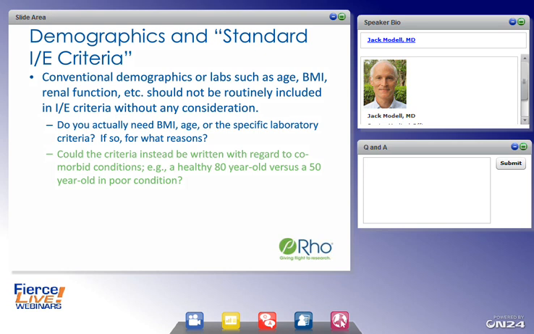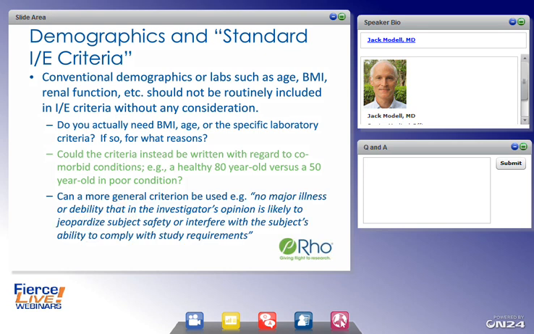So again, like I've said, rather than saying a cutoff of 65, if a healthy 80-year-old is acceptable and a 50-year-old in poor condition isn't acceptable, then age shouldn't be the limiting factor, but it should be specific diseases or concerns. So you could write something more general, like no major illness or debility that in the investigator's opinion is likely to jeopardize subject safety or interfere with the subject's ability to comply with the study requirements. On the surface, that sounds great.